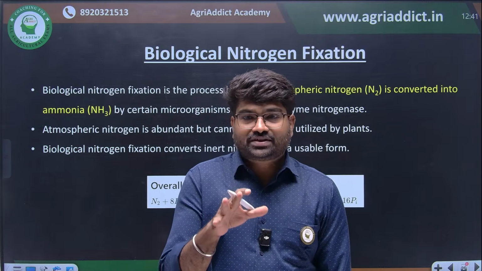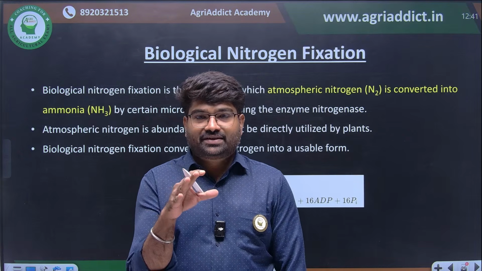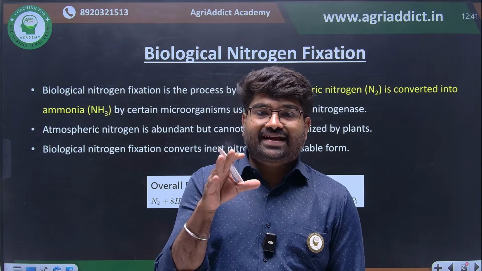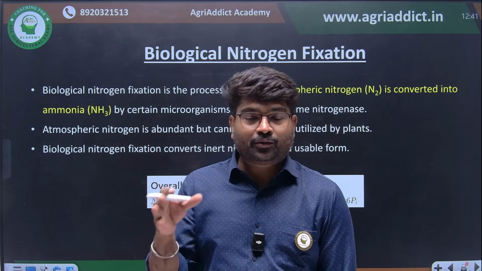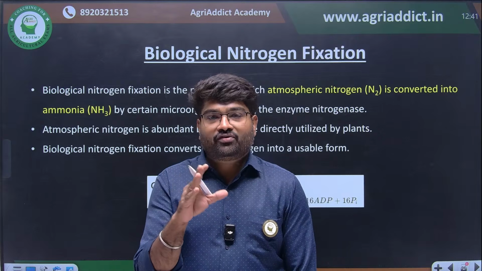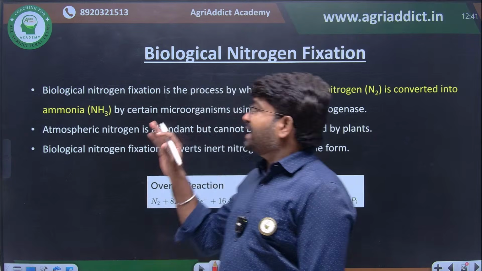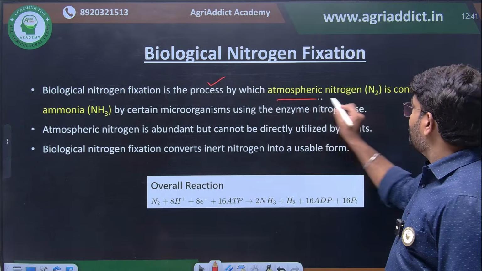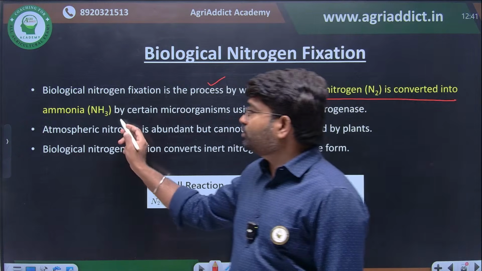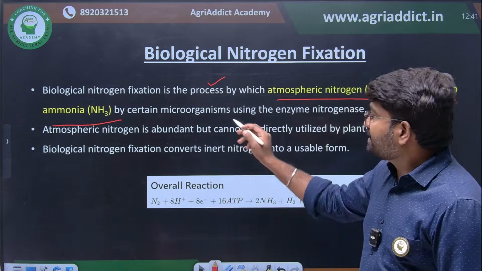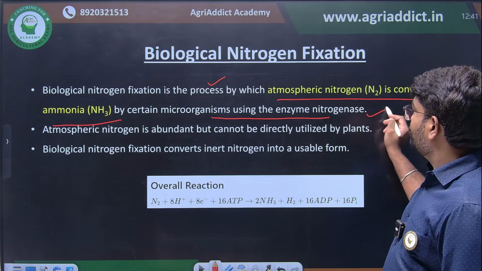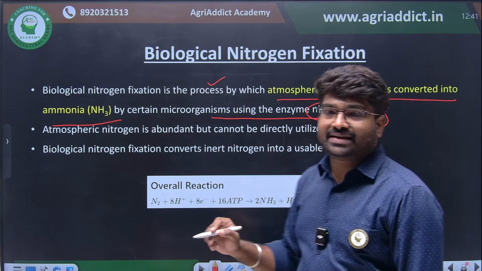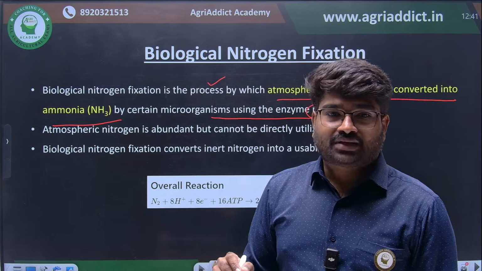Now we are going to see the definition. Biological nitrogen fixation means what? How the molecular nitrogen gas in the atmosphere is converted into ammonia with the help of bacterial species. So biological nitrogen fixation is the process by which atmospheric nitrogen is converted into ammonia by certain microorganisms using the nitrogenase enzyme. So the enzyme involved in biological nitrogen fixation is nitrogenase.